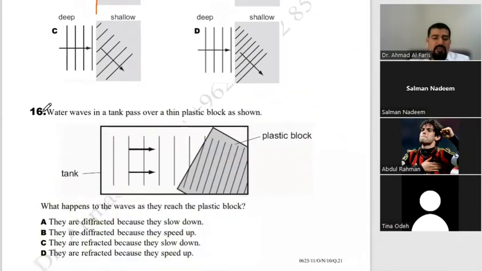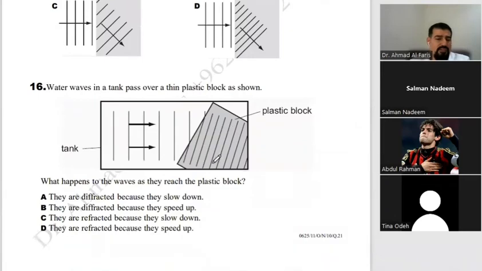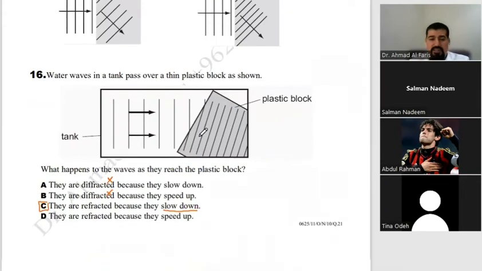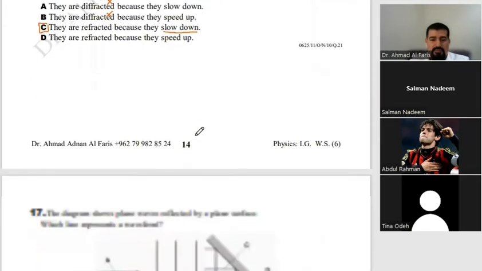Okay. Number 16. What's the name of this? Is it diffracted? No, it's not diffracted. Thank you, Ali. Thank you, Tina. It's refracted. Why are they refracted? As they go from a deep region to a shallow region, there is a plastic block that makes the water shallower here. Exactly. They slow down. So the correct answer is what? It's C. Correct. Thank you.